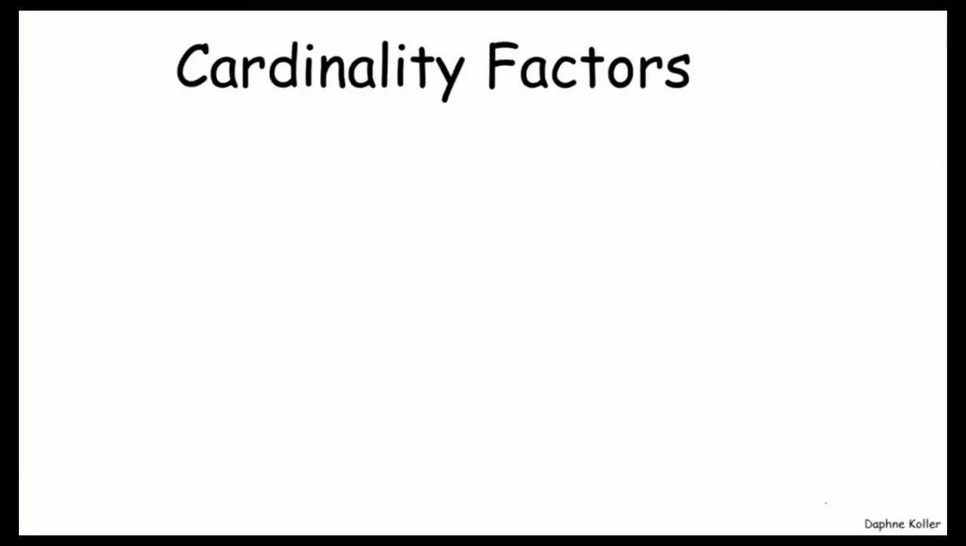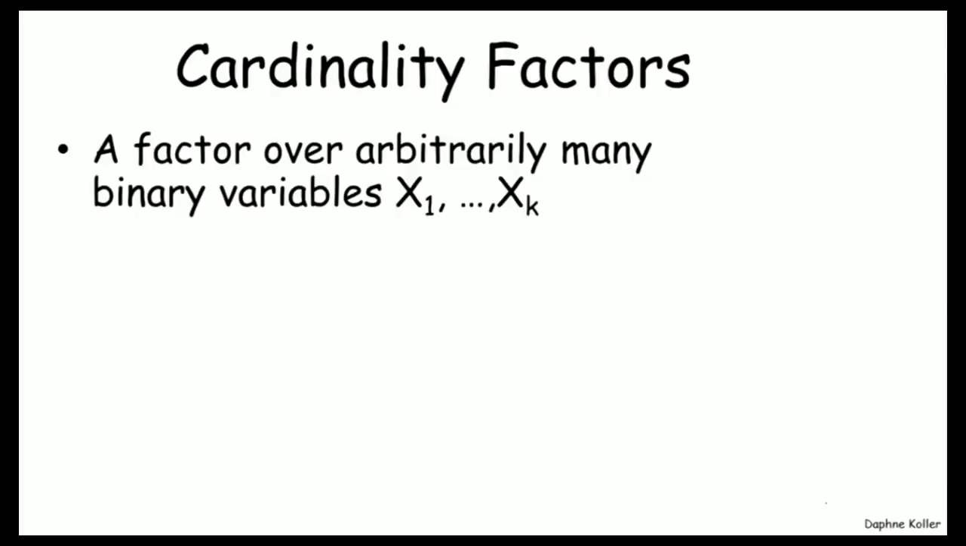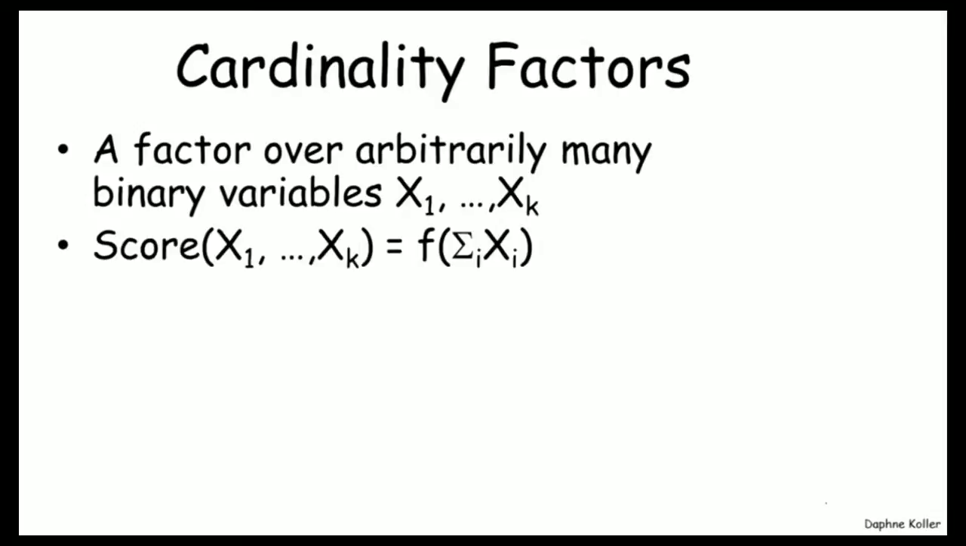Another kind of factor that admits efficient solutions is a cardinality factor. This is a factor that in general can involve arbitrarily many binary variables x1 up to xk. But we're going to require that it's sparsely representable, in the sense that the score for an assignment to x1 up to xk is a function of how many xi's are turned on.